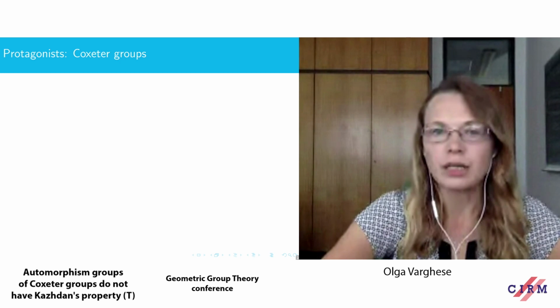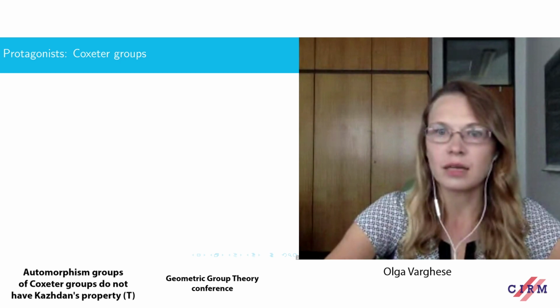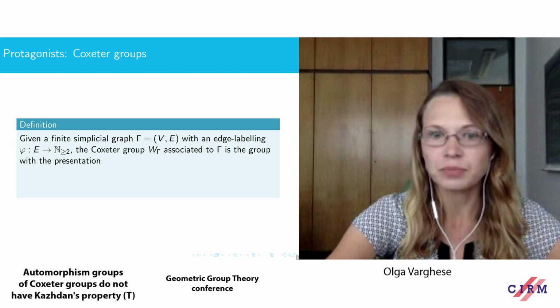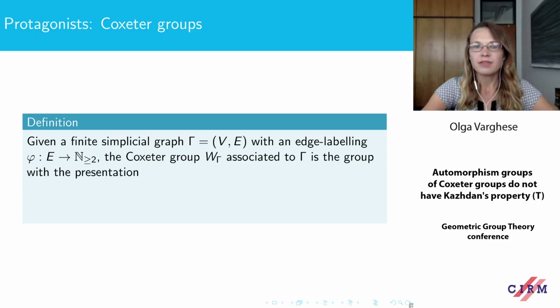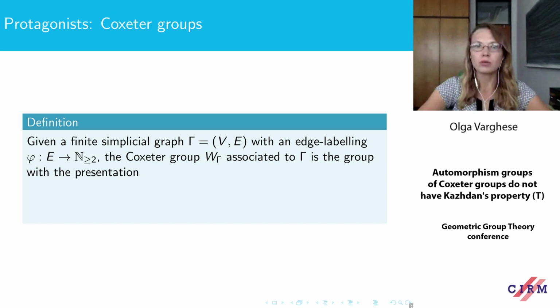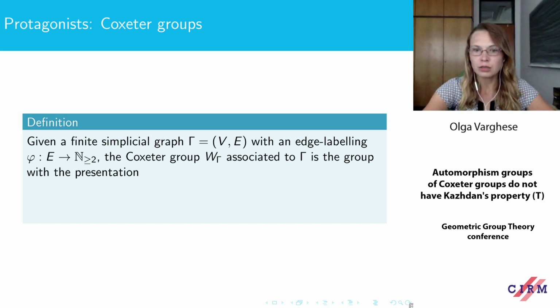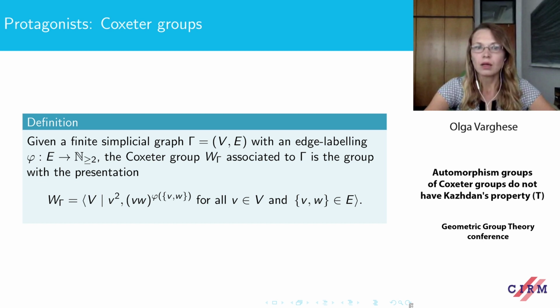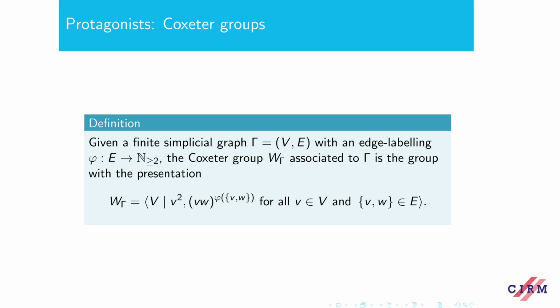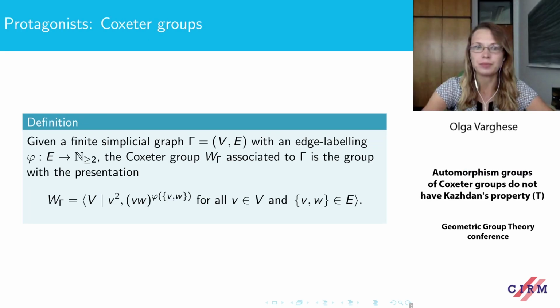As the main objects in my talk are Coxeter groups, I start with the definition of this object. Given a finite simplicial graph gamma with an edge labeling, the Coxeter group W gamma associated to gamma is a group with the following presentation. The generator set is equal to the vertex set. For each vertex v, we have a relation v squared. And for each edge vw in the graph, we have a relation (vw) to the power of the edge label.